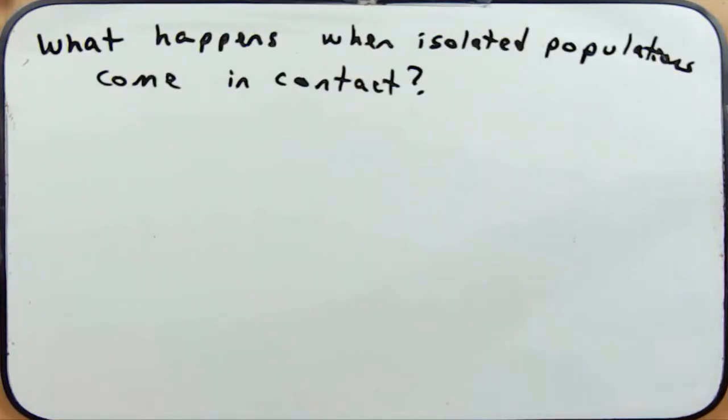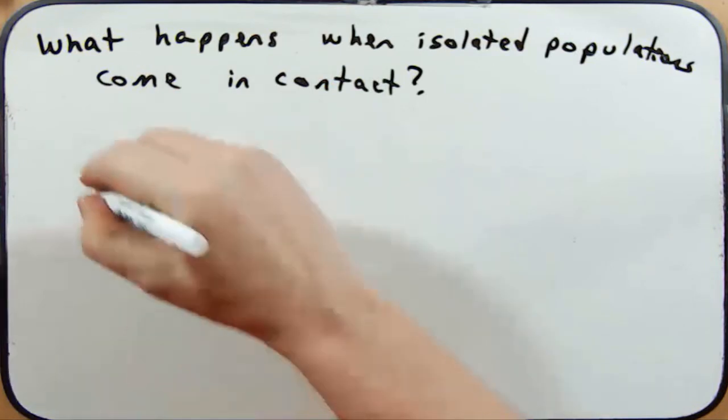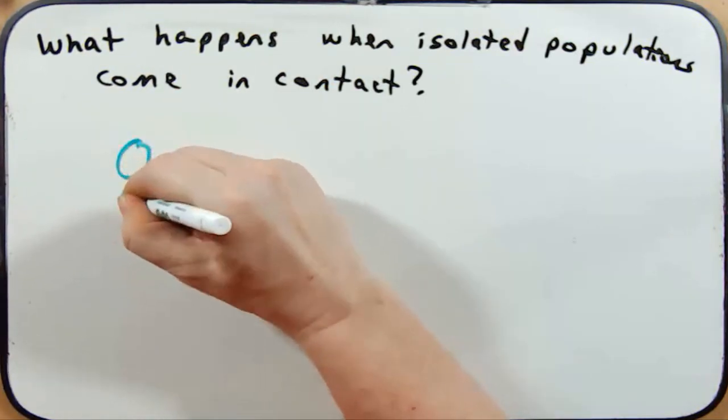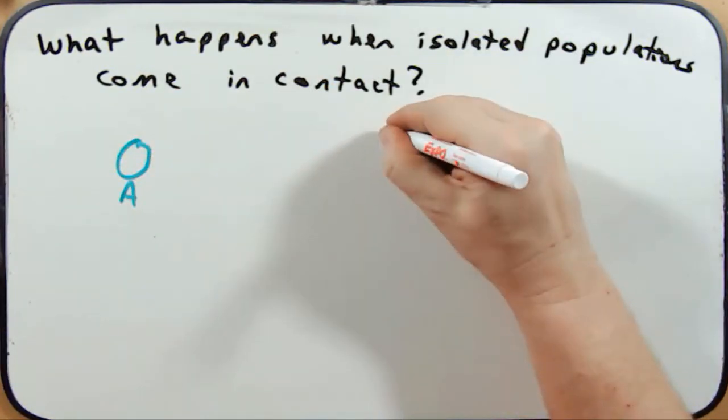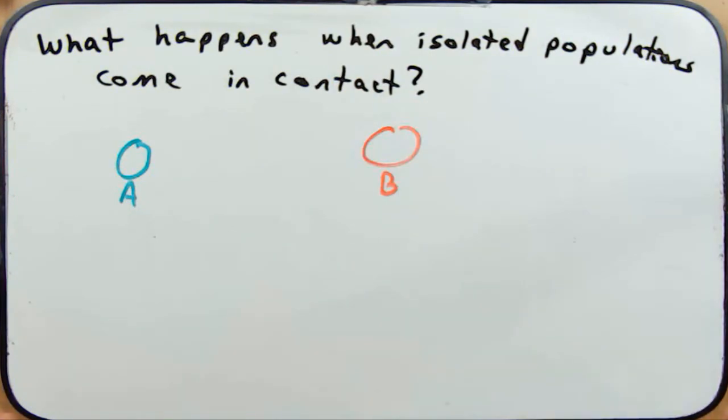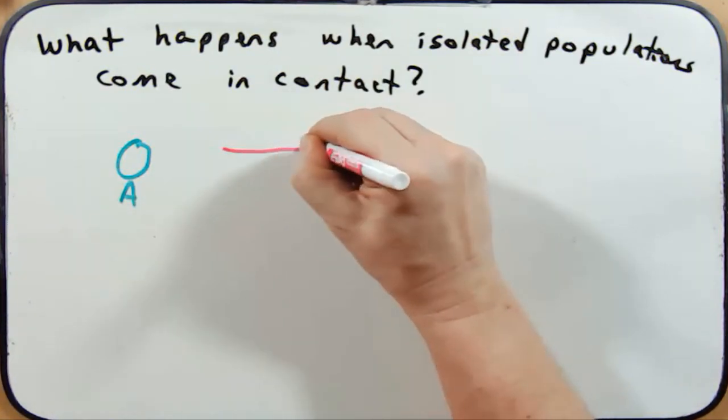All right, so now I want to talk about our last topic for today, and that is what happens when isolated populations come in contact with each other. So we may have population A here and population B here, and for generations, maybe thousands of years, they've never come in contact with each other. But now what happens when, for whatever reason, they do come in contact with each other?